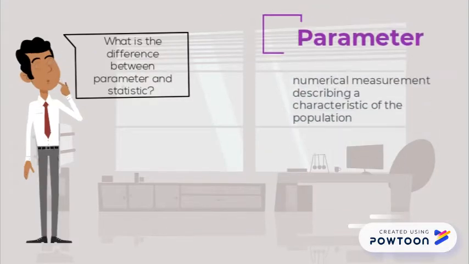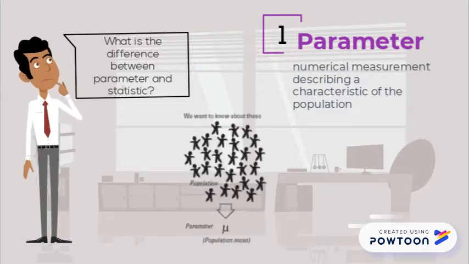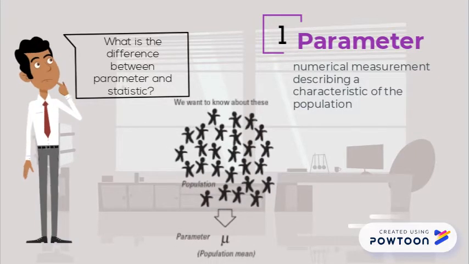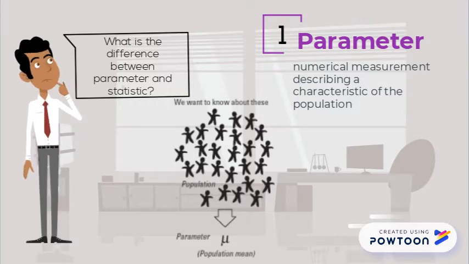A parameter is a number describing a characteristic of the population. So using the previous example, the average score of nurses from Hospital A for online training was 70.6, while the score for in-person training was 88.7. Both scores in this example are parameters because they describe the population.